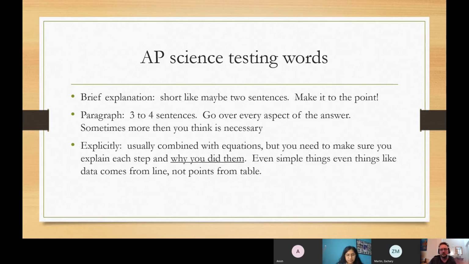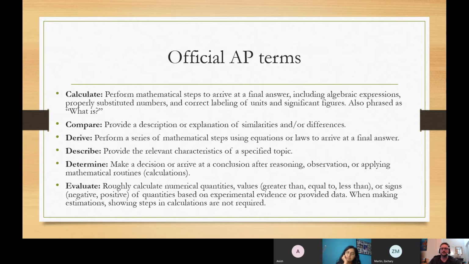Explicitly is the one that is the most definitive or most in depth, as they say. You're probably going to have equations in paragraph, but you're definitely going to have equations in explicitly. You're going to explain every step you did and why you did them. This is very much like the defend your answer type thing. Even simple things like, data came from a line, not from points on the table. If you did a best fit line, you had to get the slope. So explicitly is very, very sure. It's basically going step by step, solving the problem and explaining every detail of it.